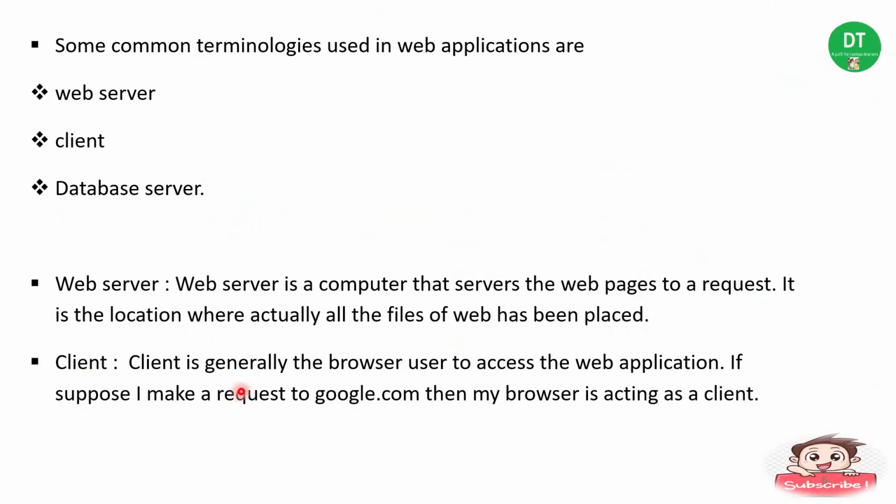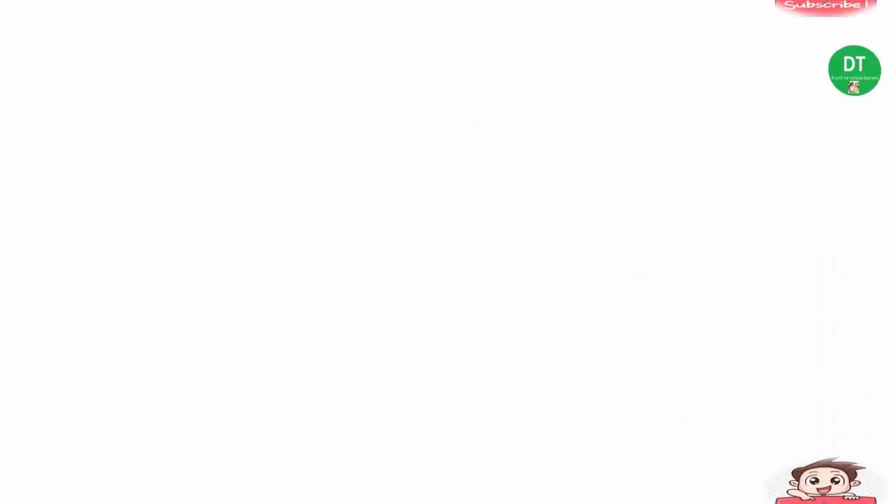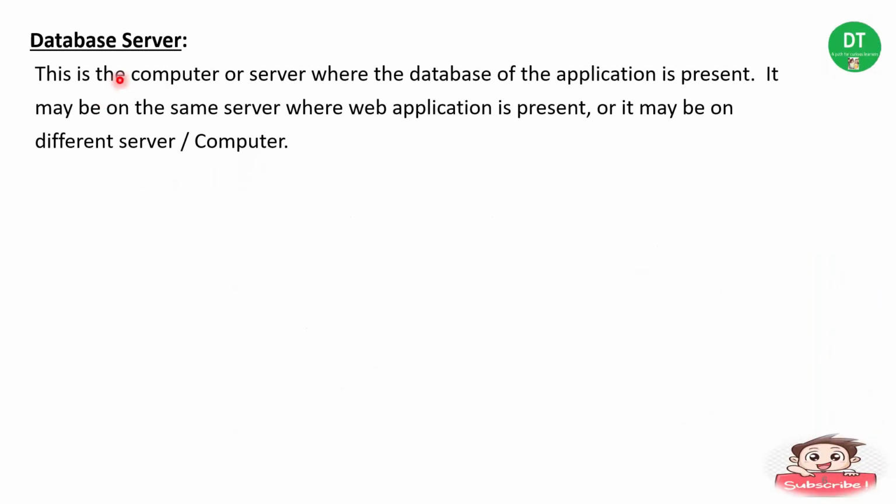Client. Client is generally the browser used to access the web application. Suppose I make a request to google.com, then my browser is acting as a client. Database server. This is the computer or server where the database of the application is present. It may be on the same server where the web application is present, or it may be on a different server or computer.